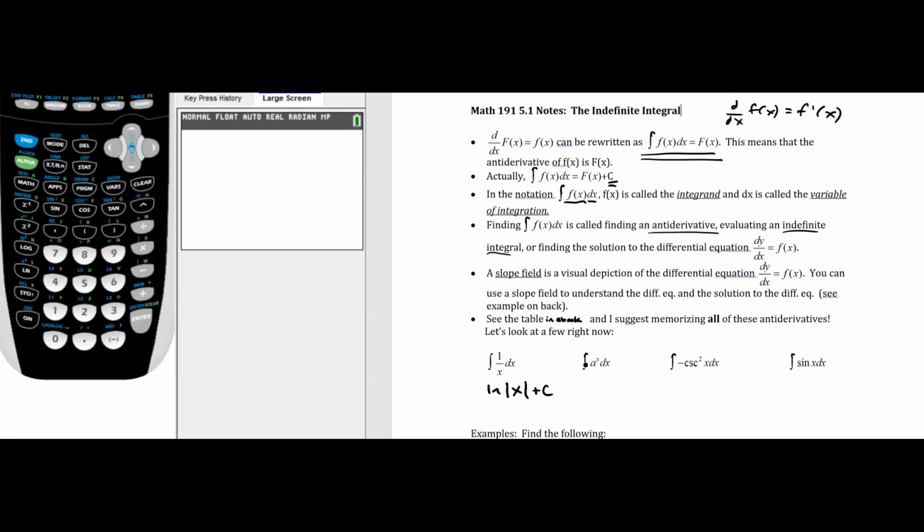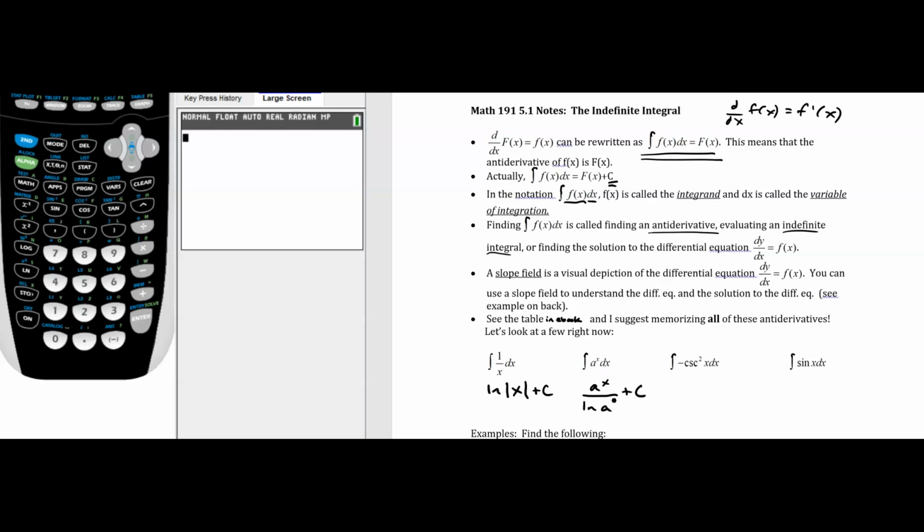In this one, if you have the antiderivative of a to the x, now recall that the derivative of a to the x was a to the x times the natural log of a. So when you do the antiderivative, it's actually going to be a to the x divided by the natural log of a plus c. And the reason is, I always check things.